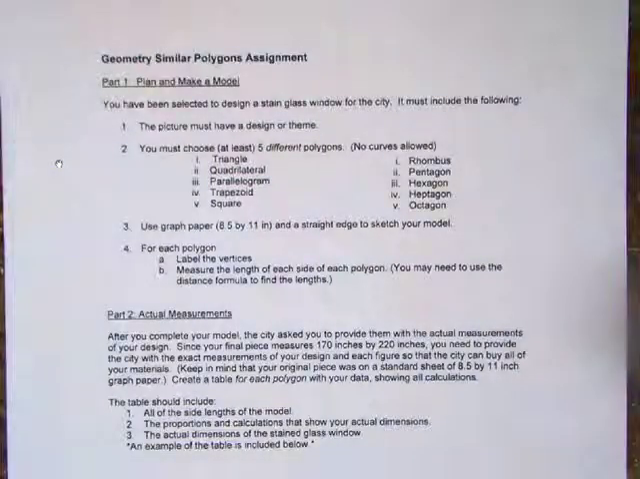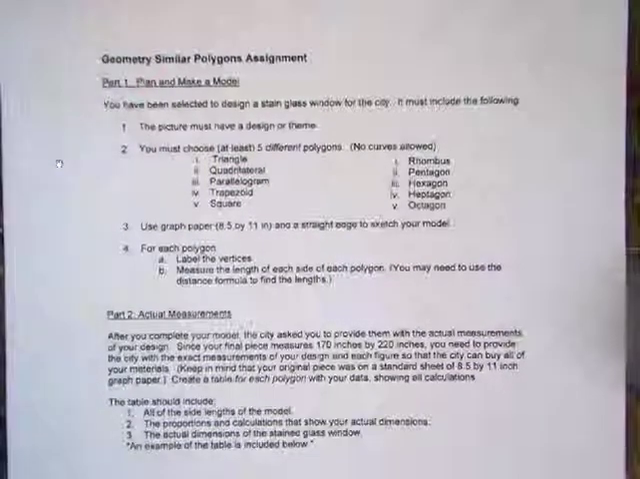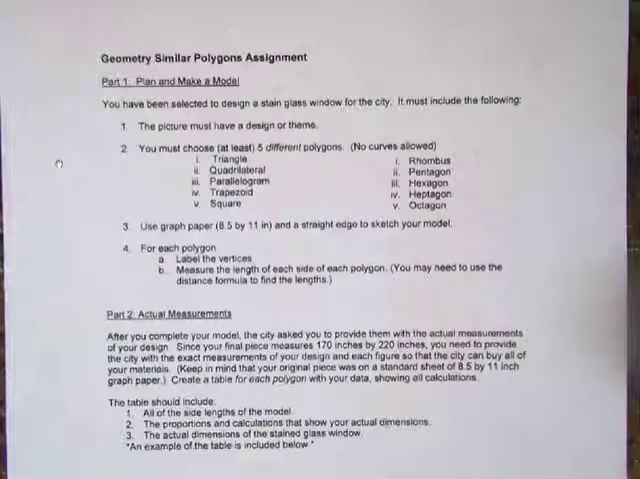Okay, here's how you go through the similar polygons assignment. Part 1, you've been asked to design a stained glass window for this city. It must include the following. The picture must have a design or theme. And number 2, you must choose at least 5 different polygons. Now you can obviously choose more, but no curves. Everything has to be a straight line. And then it says use graph paper 8.5 by 11 and a straight edge to sketch your model.